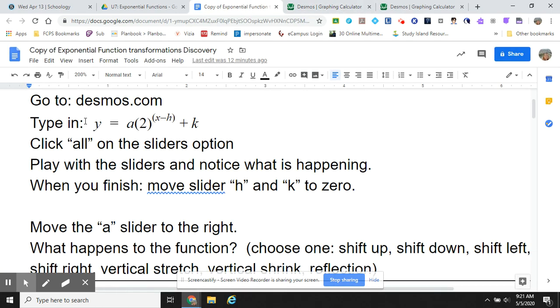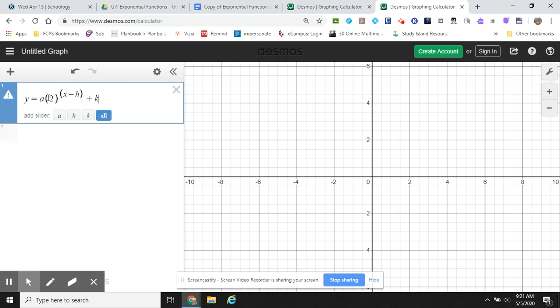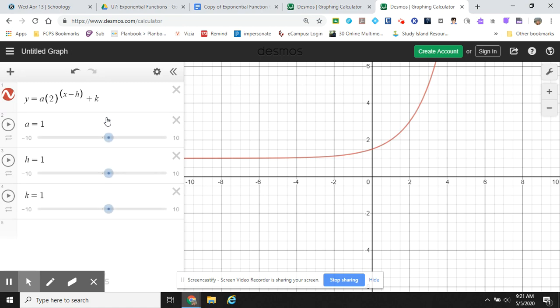So what I want you to do is open this document. This is the document you're going to see, but then you're going to go to Desmos and you need to type this in exactly as you see it. That x minus h needs to go in parentheses into Desmos. So I've already done that. And then you're going to see where it says add slider. You're going to click all to add all the sliders. And it's going to put the sliders at various numbers. So the default, just the standard, A is 1, H is actually 0, and K is actually 0. So this is what we would call the parent function of the graph.